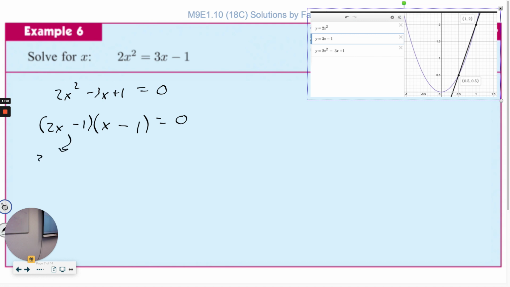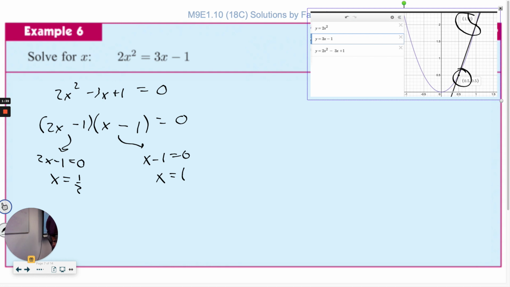Therefore, either 2x minus 1 is 0, if I've got two chunks being multiplied and equals 0. Add 1, divide by 2, x is half. Or x minus 1 equals 0. Add 1 to both sides, x is 1.